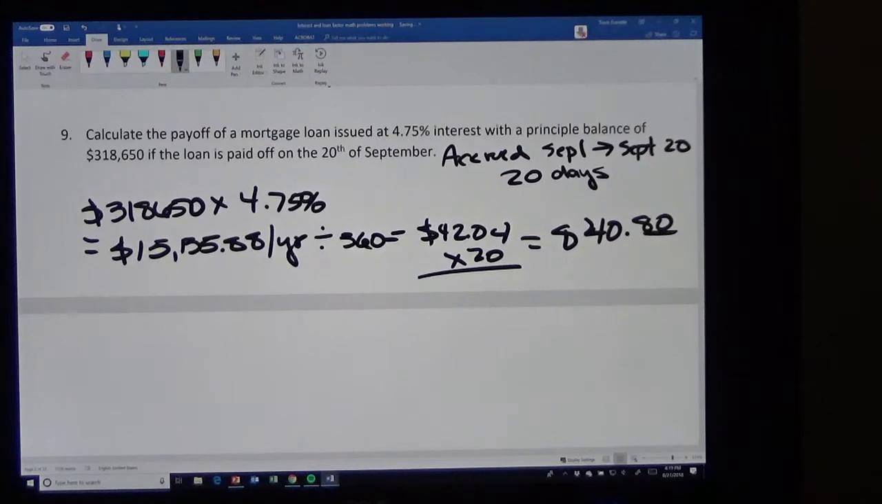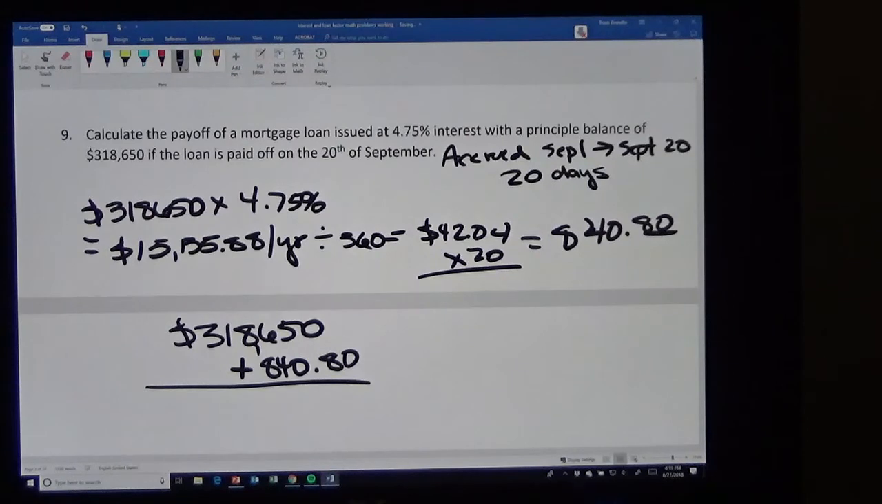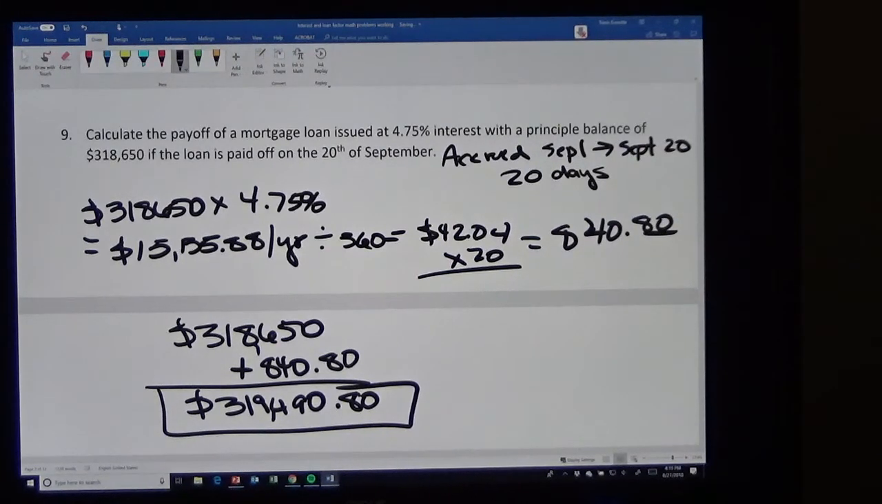in accrued interest. And of course we know our payoff is going to be the loan balance of $318,650 plus our accrued interest of $840.80. And that gives us a total payoff of $319,490.80. $319,490.80 is going to be our total payoff on that mortgage note.